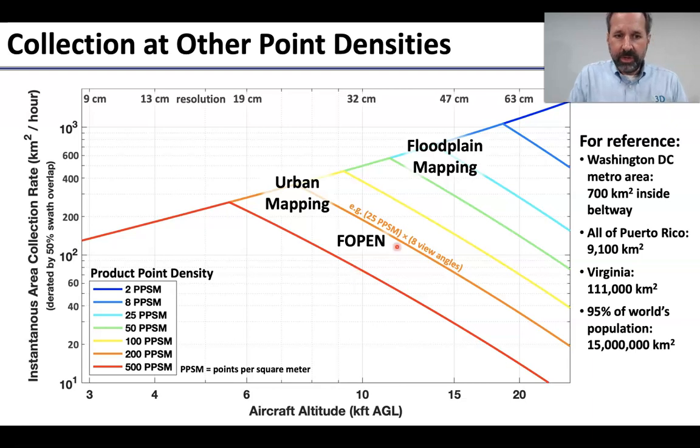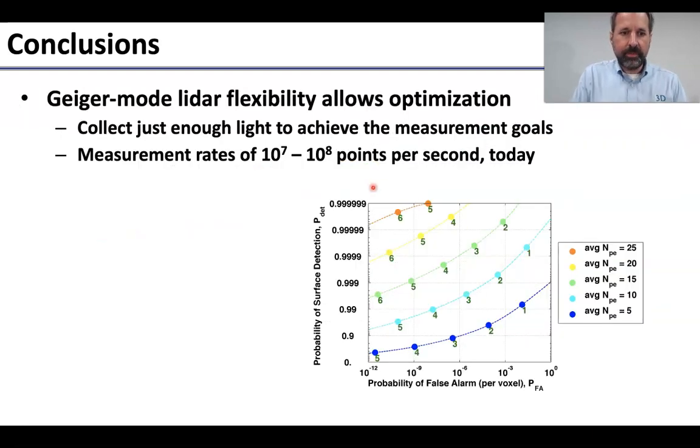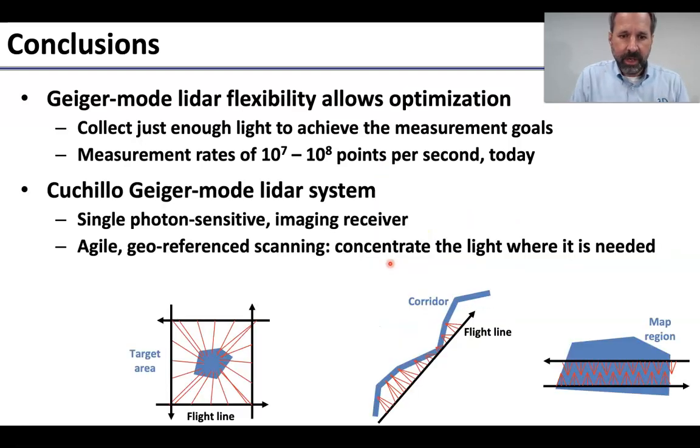So to conclude, remember we talked about how Geiger mode LiDAR flexibility allows us to optimize, and I talked to you about this rock curve. We want to collect just enough light to achieve our measurement goals. We also talked about Cuchillo, this LiDAR system that's our product that's just coming out. And we talked about the different ways of doing those collections.